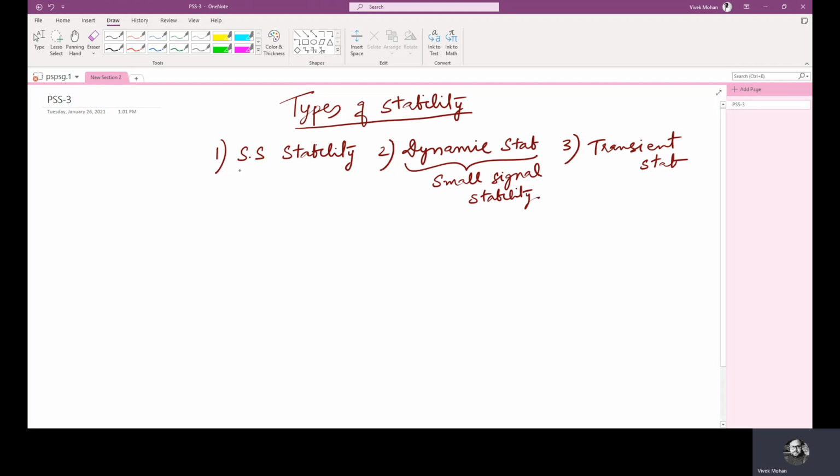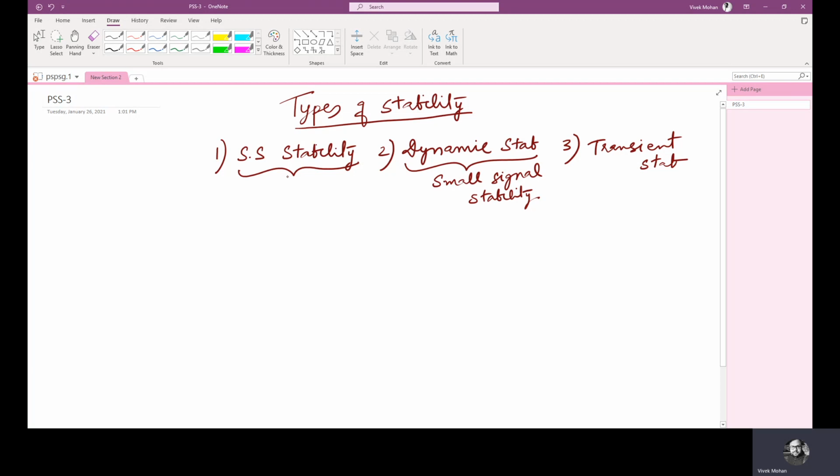Steady state stability analysis studies the response of synchronous machine to gradually increasing load. It also determines the upper limits of machine loading before losing synchronism. That is what is steady state stability. We mostly deal with slow changes with respect to load, demand or generation or any other slow disturbances. That is what we are going to discuss in steady state stability.